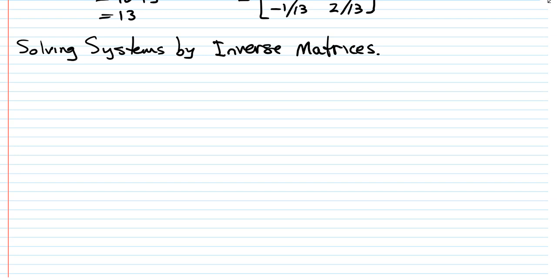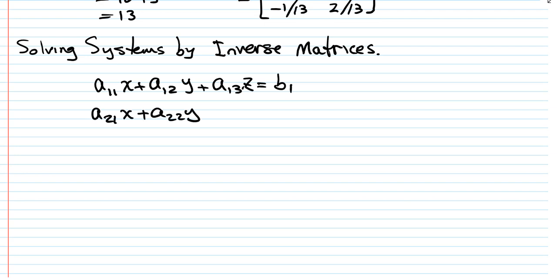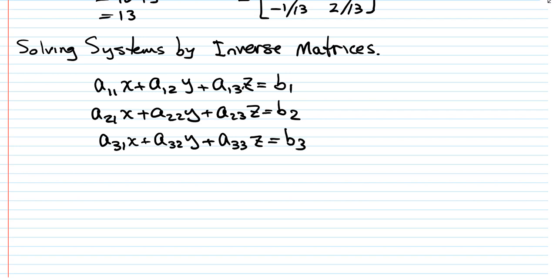First of all, suppose I have a system. The general form of our system is going to be a11x plus, let's say, a12y plus a13z equals b1. So we're going to make it 3 equations, 3 unknowns. But this extends, by the way, to higher order systems. a21x plus a22y plus a23z equals b2. And the third equation will be a31x plus a32y plus a33z equals b3. So I do have a system of equations here.